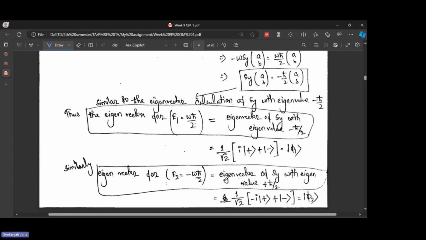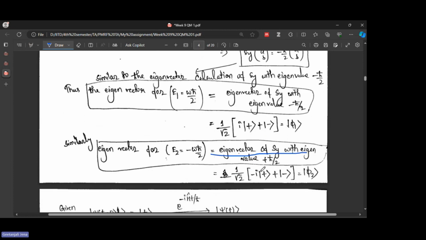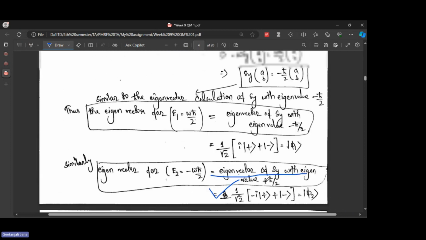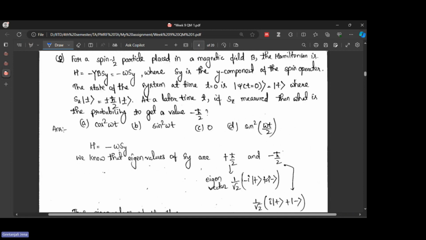So you can see this one, the eigenvector for E2 will be the eigenvector of Sy with eigenvalue plus ħ/2. This you have already seen in the first question. So this will be 1 by root 2 times (minus i times the plus state plus the minus state). Let us represent it by phi 2. Now let's see what the question is about.